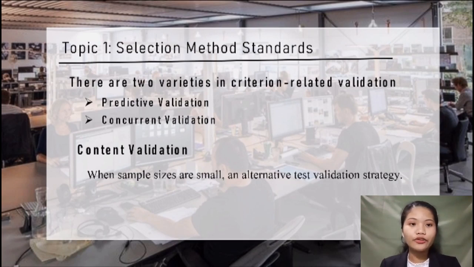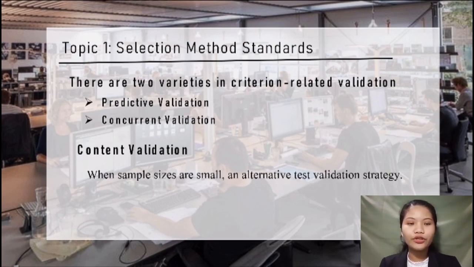Next to the criterion-related validation is the content validation. It is done when sample sizes are small. It is also the alternative test validation strategy. If you cannot use the criterion-related validation, it is the alternative to it.